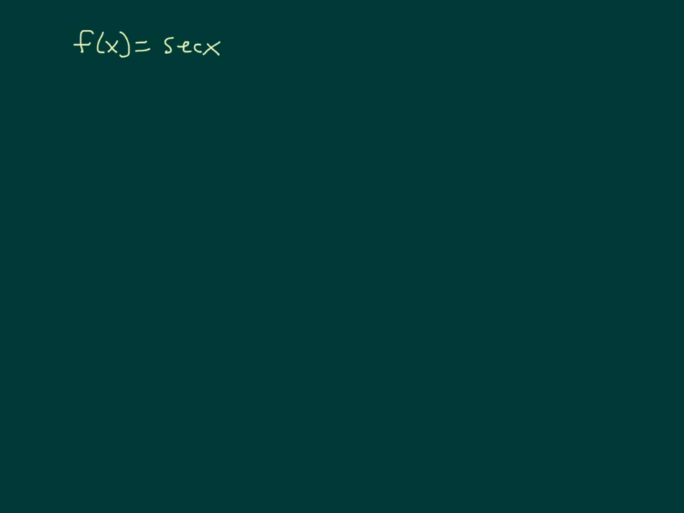Let's do one more example involving trig functions. I am going to let f of x equal secant of x. In this particular problem, I want to find the derivative of secant. Now, there are a lot of different ways we can think of secant. And the way we're going to work with this one is we're going to think of secant as 1 over cosine of x. And we're going to use the quotient rule to help us find that derivative.